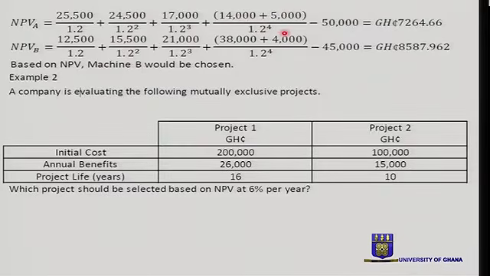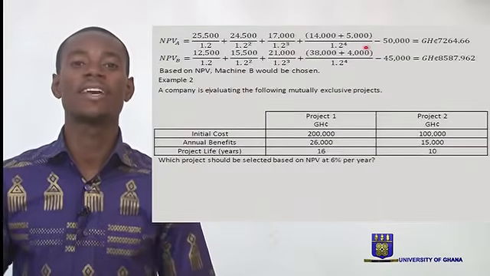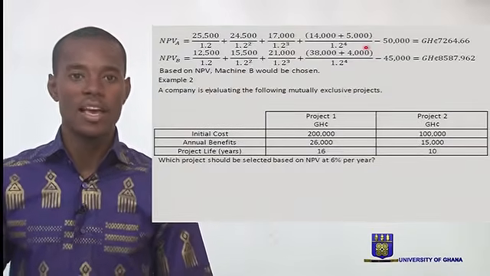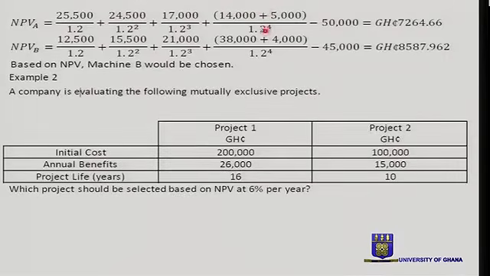I hope we understand. Now the 5,000 here is the scrap value, and it only would occur in the final period, or the final year. In fact, you can only dispose of a machine after it has exhausted its useful years. And so here I add this 5,000 to the 14,000, I have 19,000, I discount it. Then the sum of all these values minus 50,000, what I have is 7,264.66. Well, this is a positive value. It means that machine A is profitable.